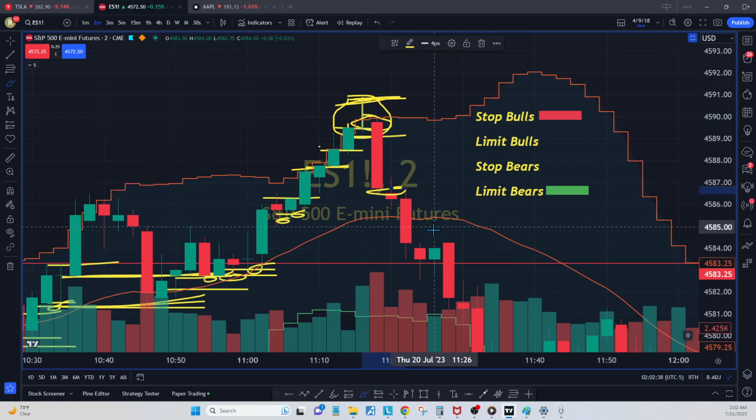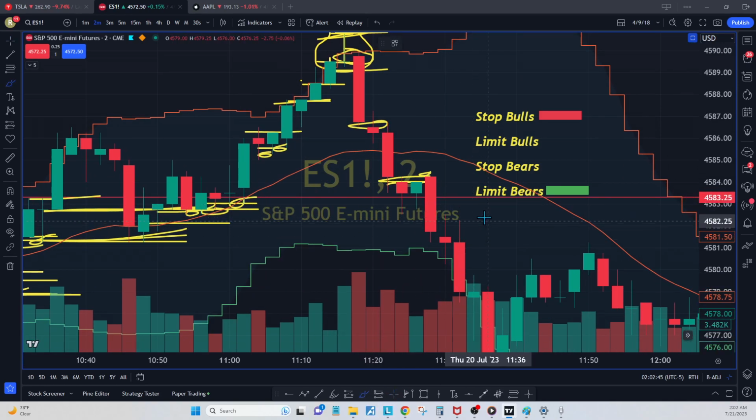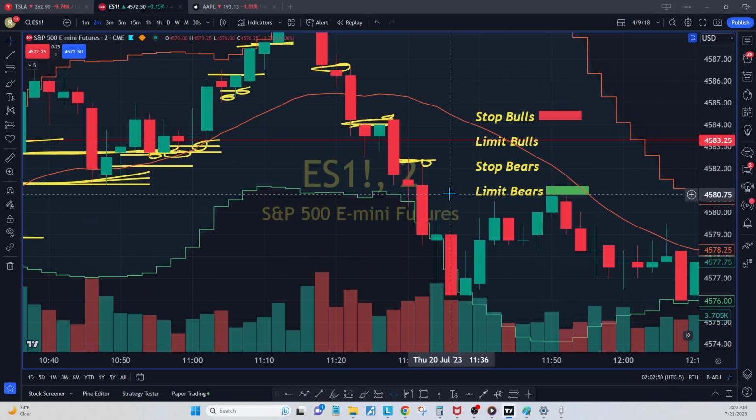Sold the top of this. This candle sold the top of this candle. This candle sold the top of this candle. Look at this. This candle right here, this wick here, sold the top of this candle right here in the body of this. Okay, all the way down.